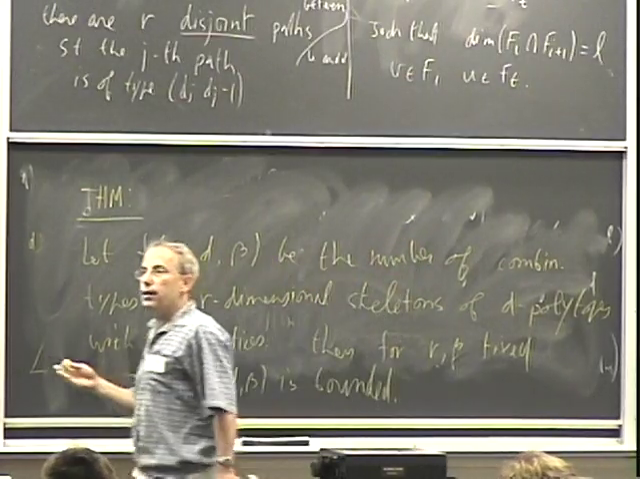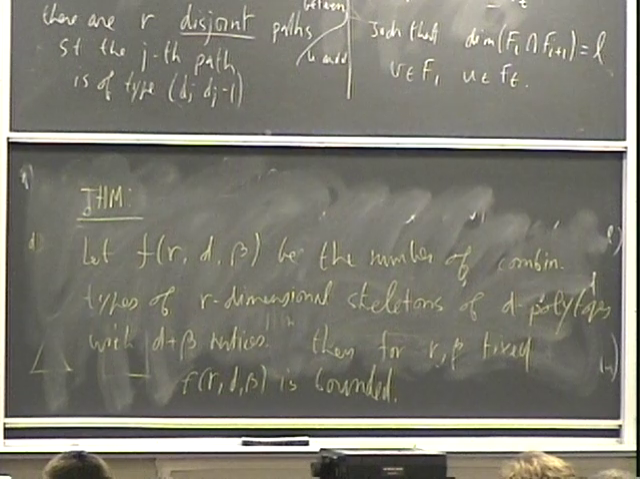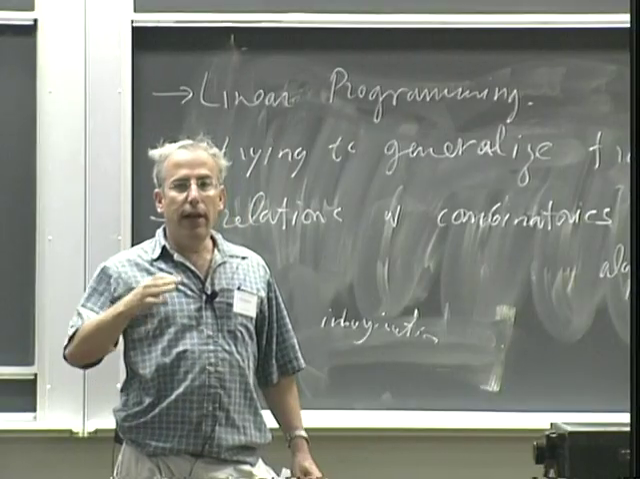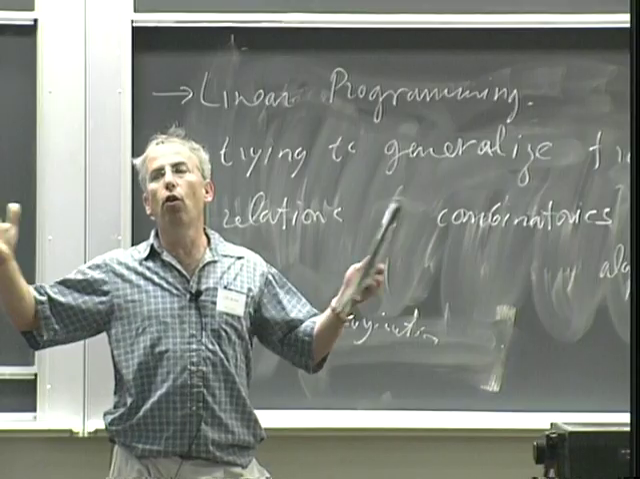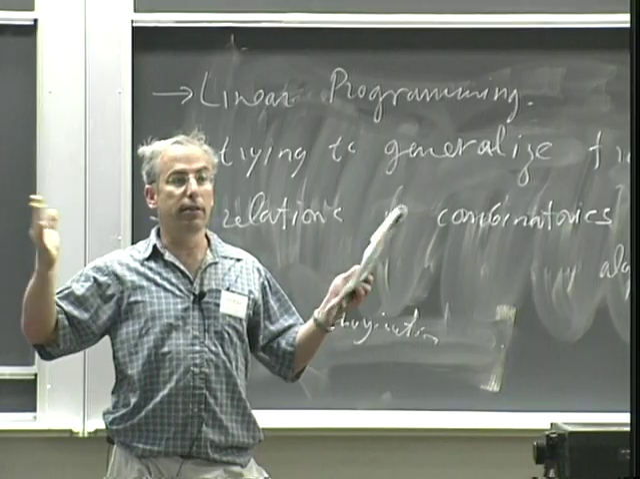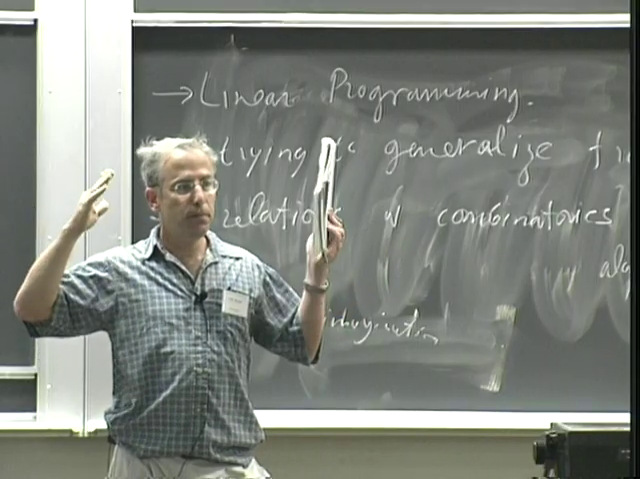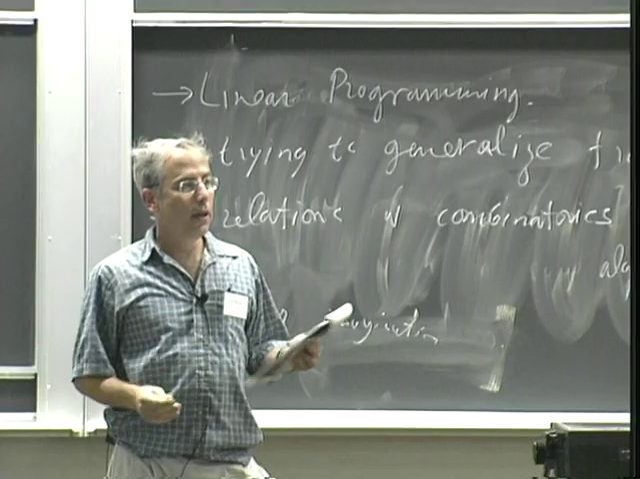So the theorem says that if you fix the dimension of the skeleton and you fix the extra number of vertices, then as the dimension grows, this number stabilizes. You don't get more and more and more types.